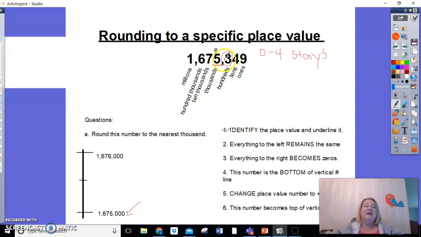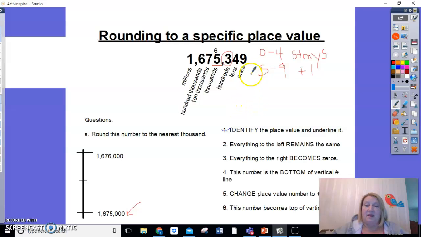If this was an 8, I would have to move it up. Anything 5 and above, 5 through 9, would go to plus 1. Whatever digit, 5 through 9, becomes plus 1 to the digit in the place value. I still have to come back and look at my digit in the place value, 5. And I say plus 1 is 6, so I would round it to 1,676,000. So that's how I figure out how to round to a specific place value.